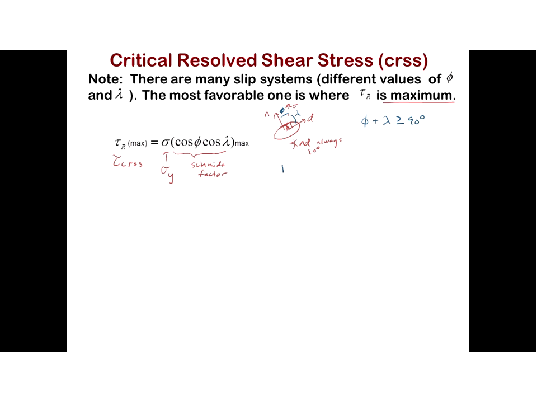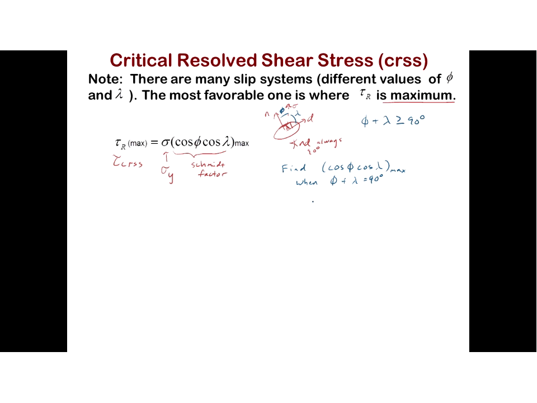Let's find the maximum of cosine phi cosine lambda. When is this going to be biggest? What's the largest that this term could be? Cosine of one quantity times cosine of another quantity. What's the largest that total quantity could ever possibly be? 1. That's right. So let's solve this for when, well, let's just say that this is max when phi plus lambda is equal to 90 degrees.